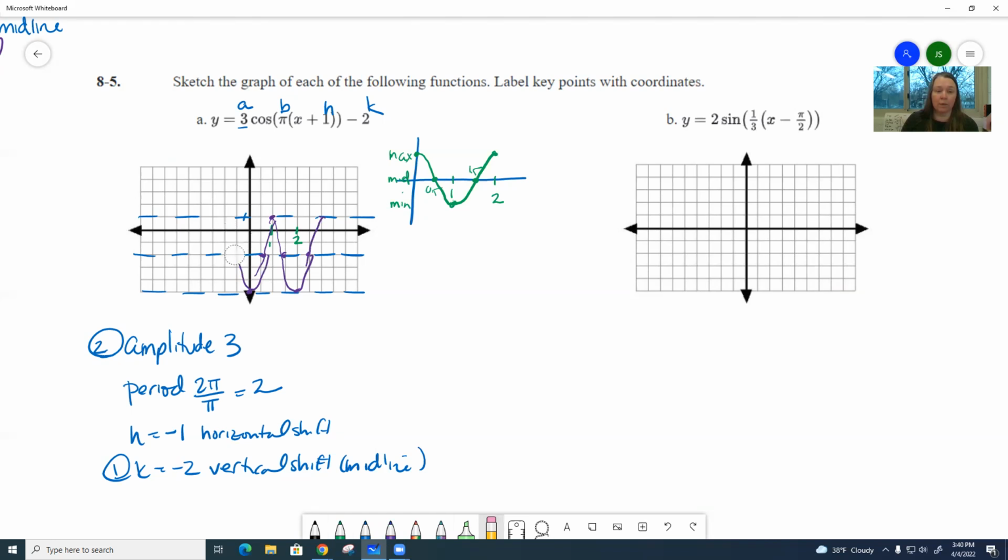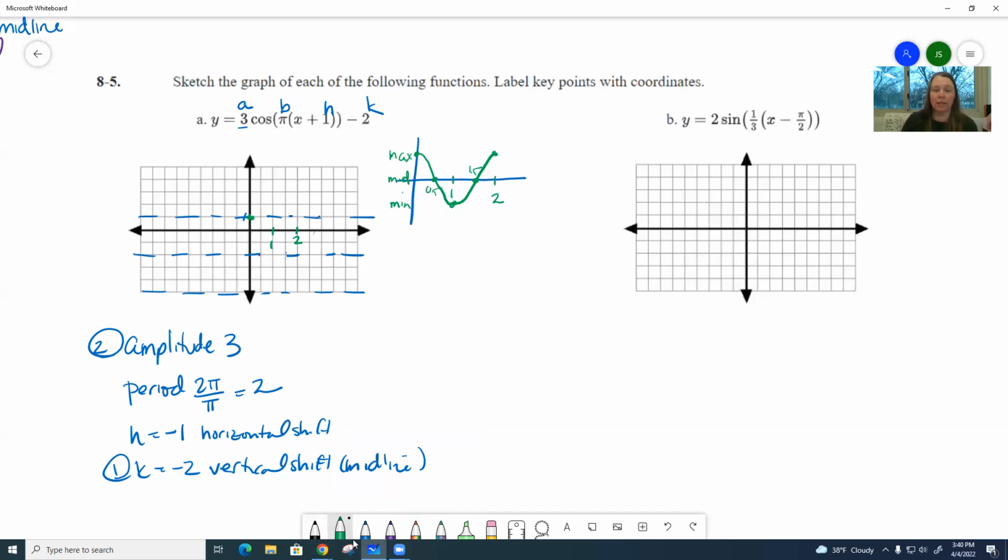I'm going to show you another way that sometimes people prefer. You do what works for you. Okay, so starting the exact same way with my midline and my vertical shift, but instead of doing that period and transformation all at the same time, I'm going to sketch on here what my graph would look like with just the period change, just a period of 2. And when I draw it in, I'm going to draw it with a dashed curve. So I'm just going to directly translate this onto here.